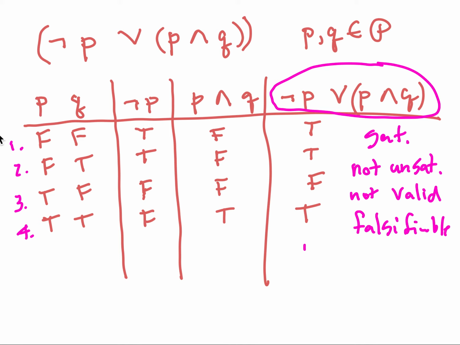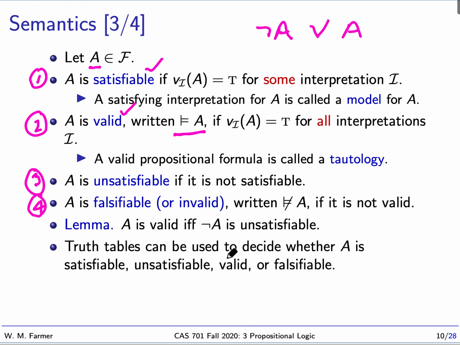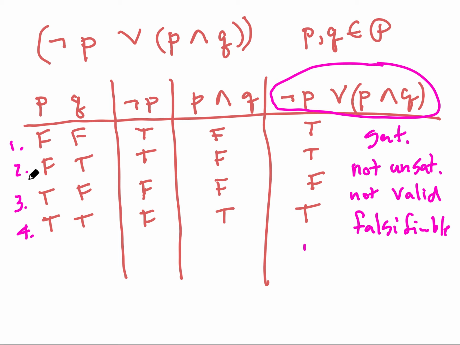Now, remember we said, let's go back and look at our lemma. A is valid if and only if not A is unsatisfiable. So it will help. Let me just write that down. A is valid if and only if not A is unsatisfiable. So why is this true? Well, A is valid would mean that we'd have trues at every place in the last line.